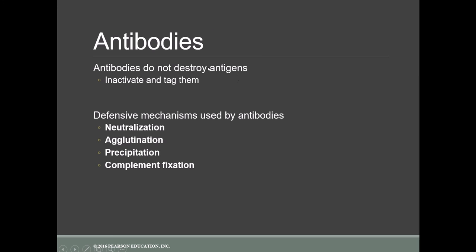So as I said earlier, the antibodies themselves don't actually destroy the antigens. This is another reason why the B lymphocytes provide humoral immunity. They will inactivate them, they will pull the teeth out of them, as it were, and also red flag them to say, hey, this is an antigen that we want to get rid of by some other means. There are four main types of mechanisms that antibodies use to inactivate antigens, and let's look at those.